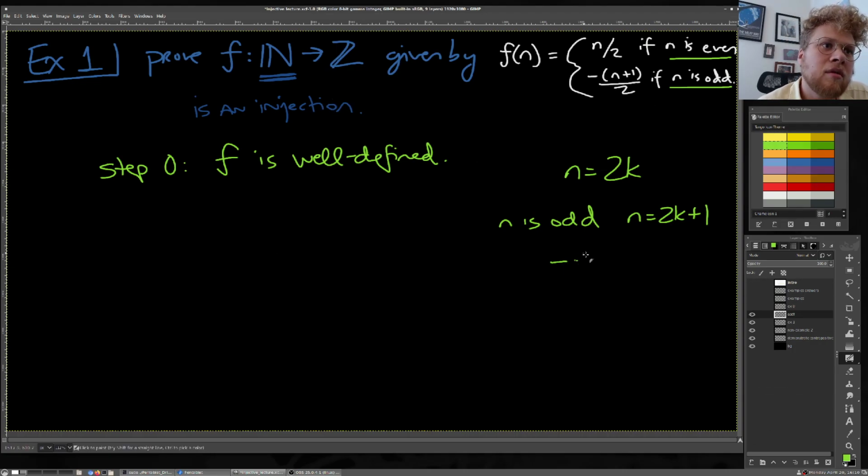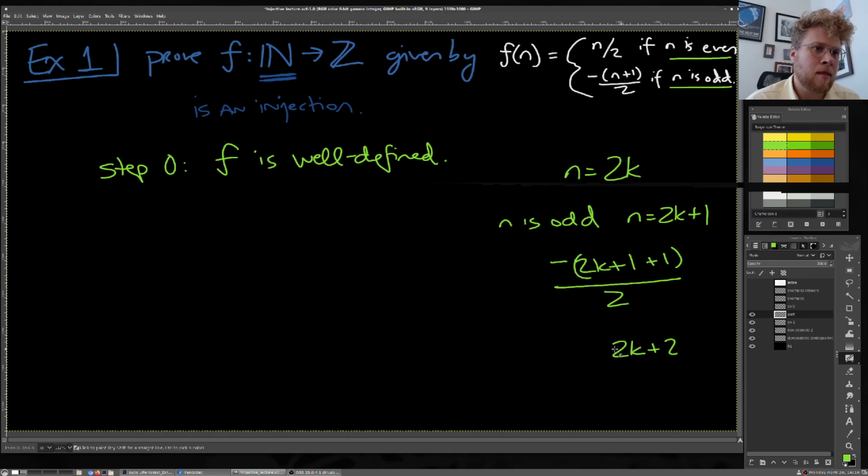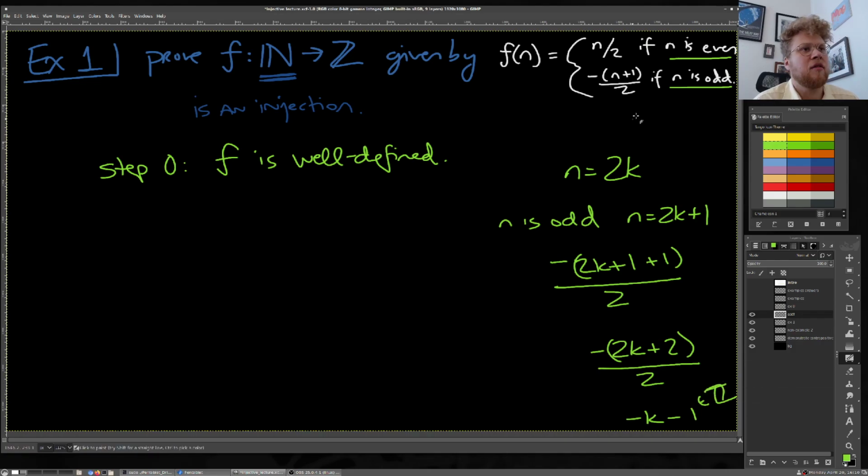So it's good to check. If n is 2k plus 1, then n plus 1 divided by 2 would give us 2k plus 2, divided by 2, and of course that would simplify to negative k minus 1. So that would be an element of our codomain. So yeah, it is nice. This function is doing what it's promised.